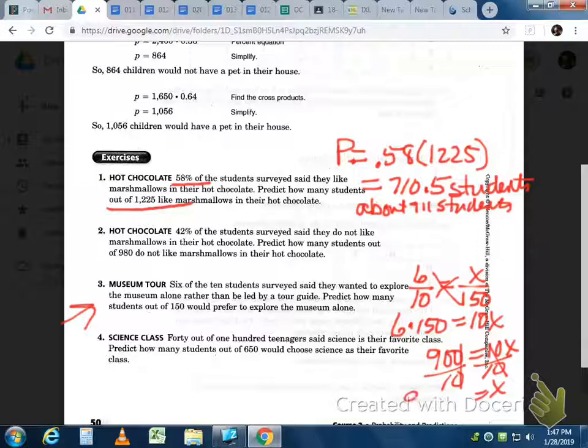90 students. Can I go get a drink? All right, are there any questions about that?